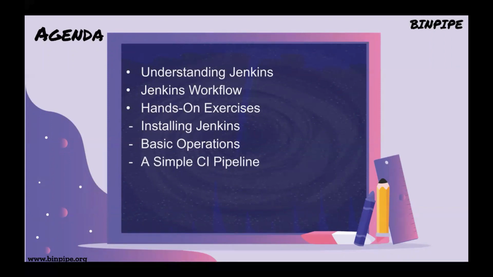And then once Jenkins is installed, we'll try some basic operations, like how to work with Jenkins, what it does, how to create users, how to create jobs, how to execute jobs, and so on. And then finally, if all these steps work fine, we will create a simple continuous integration pipeline. By continuous integration pipeline, I mean someone will write code and put it on GitHub, and then the code will automatically be pulled by Jenkins.